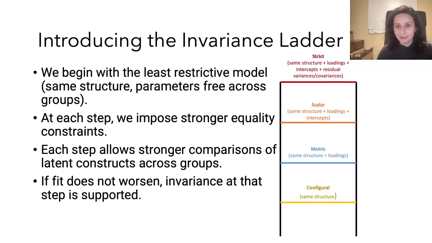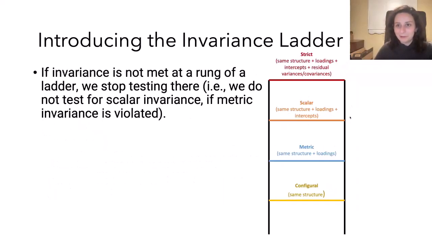And this is the invariance ladder on our right here. This is what it looks like, and we are going to get quite familiar with it. If invariance is not met at a rung of the ladder, we stop testing there. So we don't test for scalar invariance if metric invariance is violated. We don't test for strict invariance if scalar invariance is violated. If we have a violation at a given level of invariance, we have to stop there.